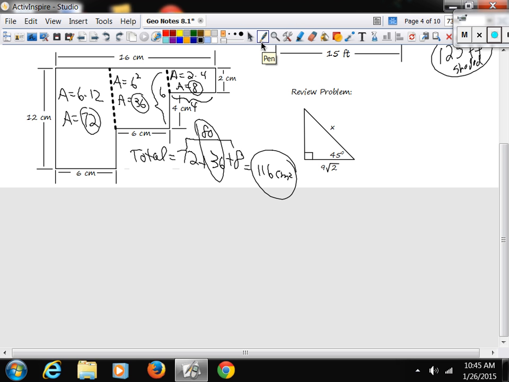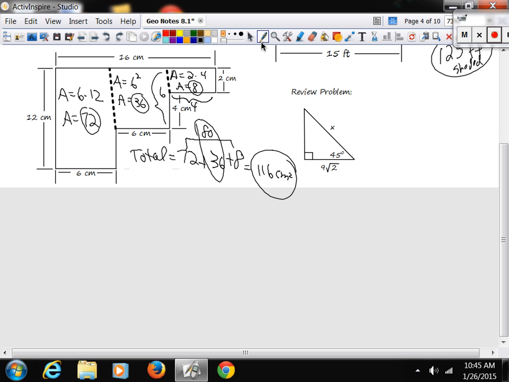Now, it's a review problem from first semester. There's about 4 ways to solve this one. 45, 45, 90. Okay, so law of sines, is that a possibility? No, because it's a right triangle. You can't use law of sines if it's a right triangle. SOHCAHTOA, would that work? Yes, it will.